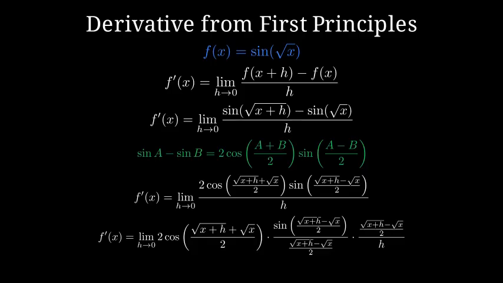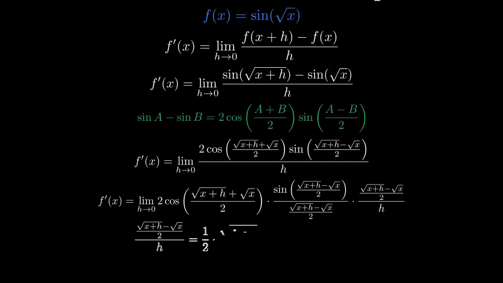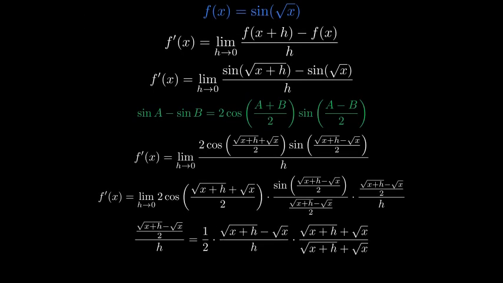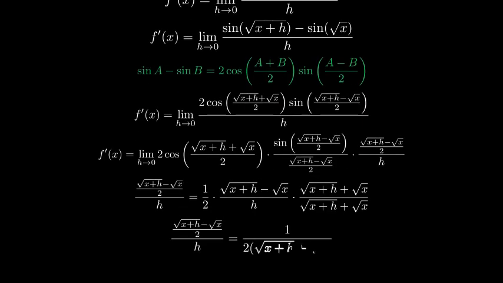We know that sine of u over u goes to 1 as u goes to 0. So the middle factor becomes 1. Now we simplify the last factor by multiplying by the conjugate. Now the numerator becomes h, which cancels with the h in the denominator. So this factor becomes 1 over 2 times the sum of the square roots.